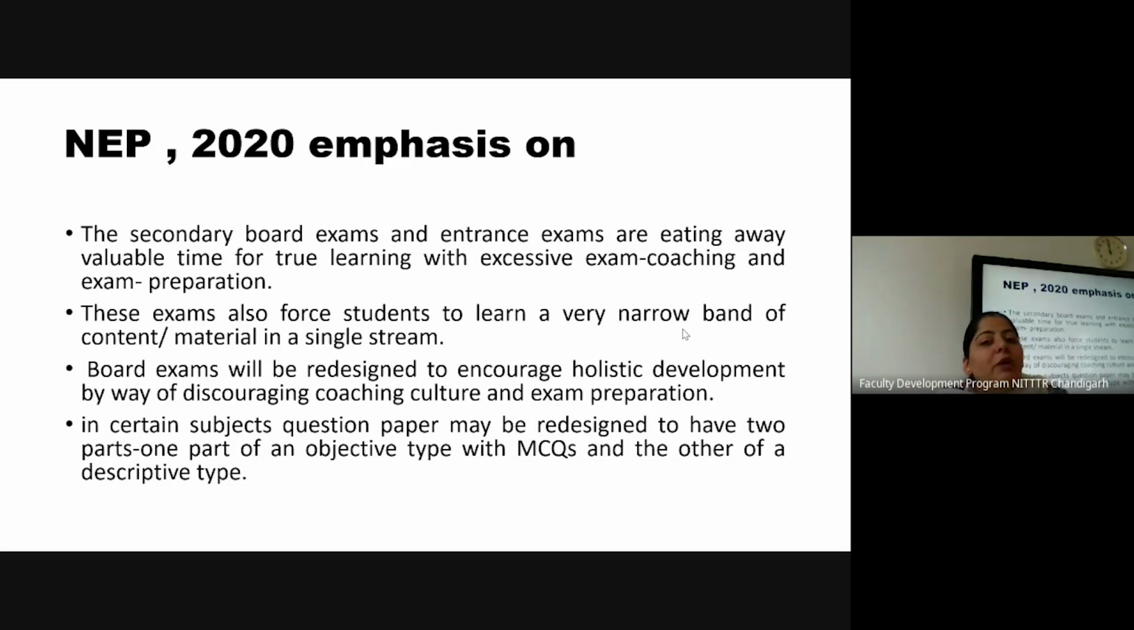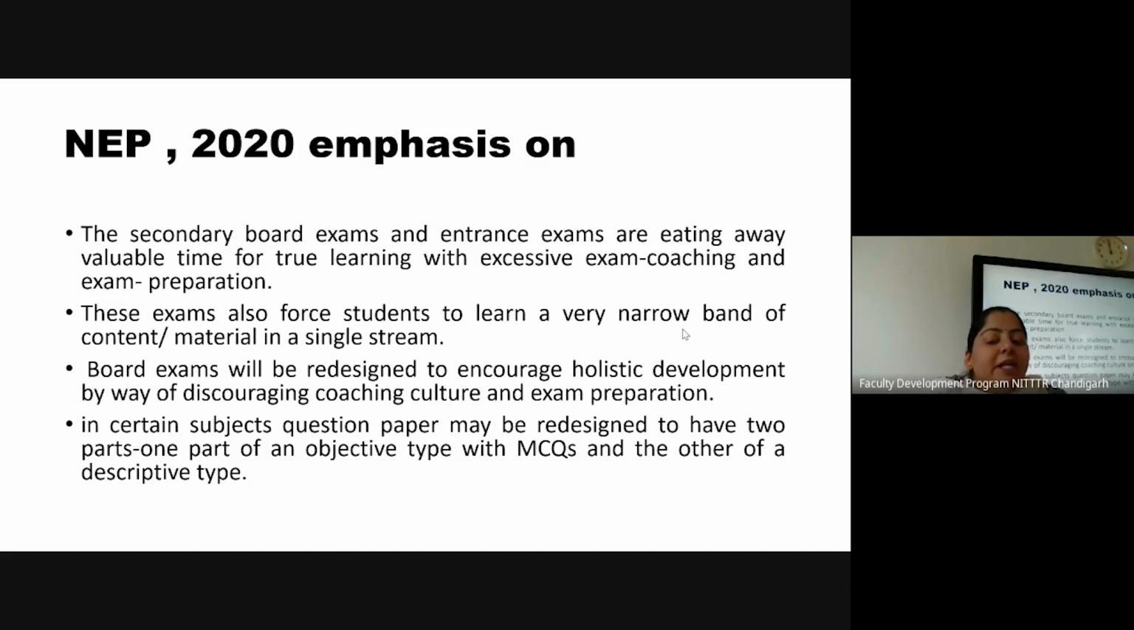So ultimately what we are doing is we are narrowing down the content the student needs to go through for that particular subject. So in this case, whenever the teacher is designing different papers, it must be related to the holistic development of the student. In certain subjects, the question paper may be redesigned to have parts.